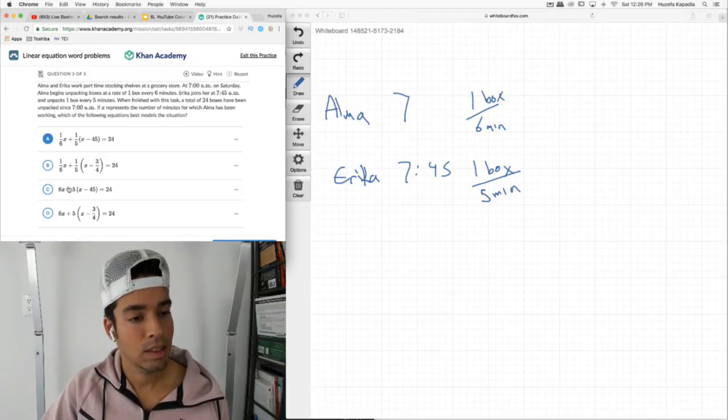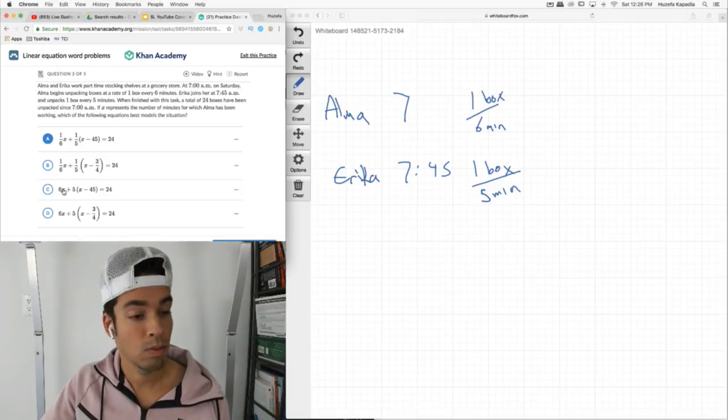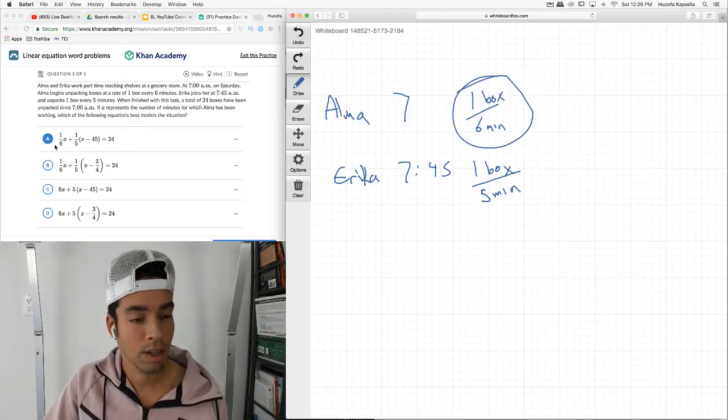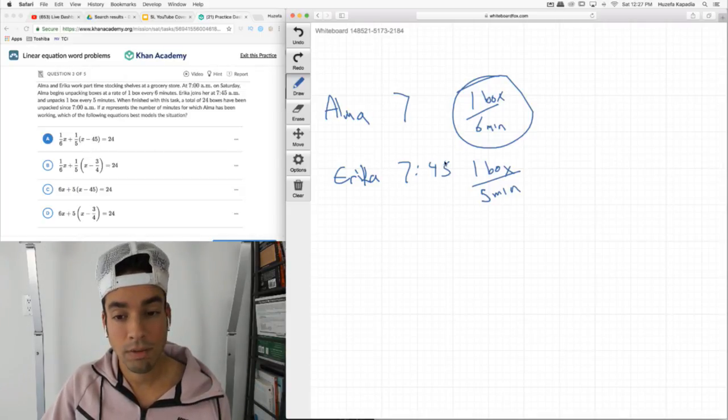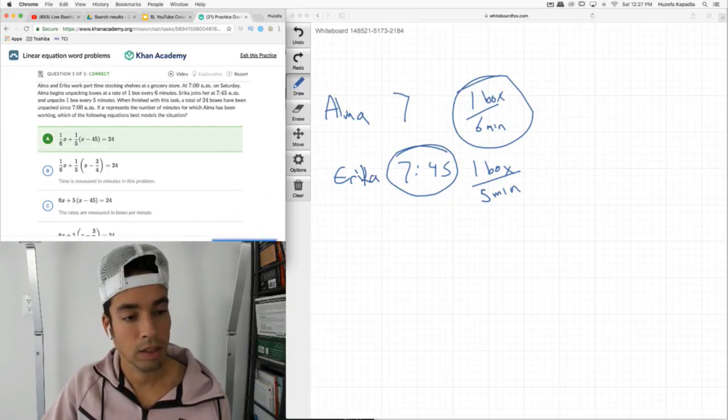The problem with this is that they're trying to represent the number of boxes that Alma unpacks as 6X, which doesn't make sense because if we plug in 1 minute, 1 for X, she unpacks 6 boxes. 2, she unpacks 12. That's 6 boxes per minute, not 1 box per 6 minutes. So this is our rate. It should be 1/6 times X, which is the number of boxes she'll unpack, plus 1/5 times X, which is when Alma started. Erica is 45 minutes after, so 45 minutes less. So this looks like our winner right here. Okay, let's see. Yeah, and it's correct.